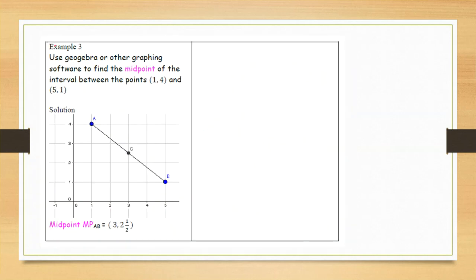For example 3, we need to use GeoGebra or other graphing software to find the midpoint. If you haven't already downloaded GeoGebra, I recommend that you do that. And you can do, again, a Google search to find the software for GeoGebra. So the points 1, 4 means we go across 1, up 4, 5, 1, we go across 5 and up 1. Then there's a midpoint feature in GeoGebra that will give you this point here, which is the midpoint. So 3, 2.5.